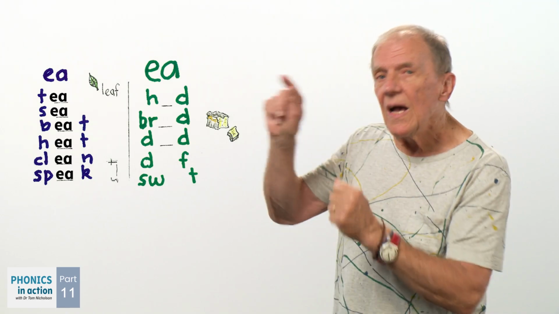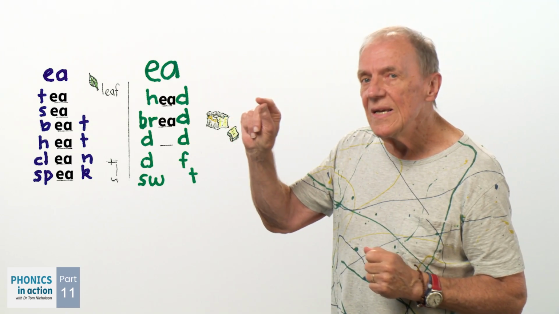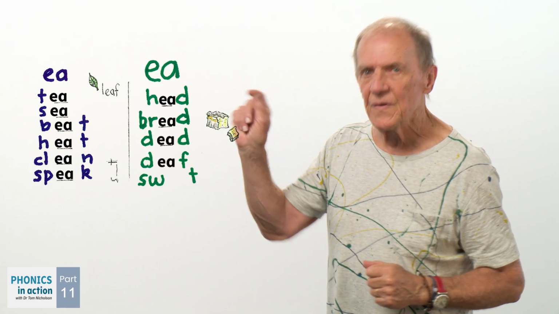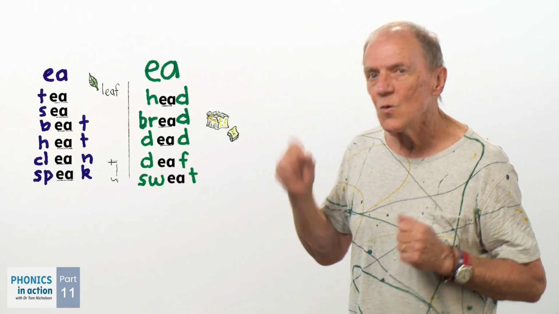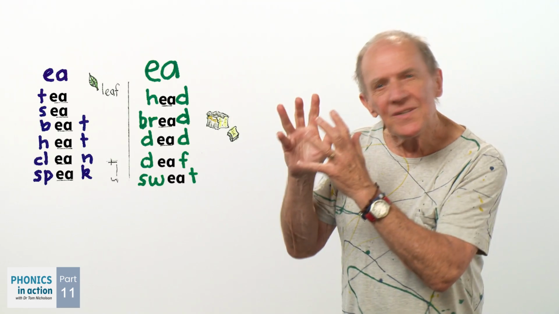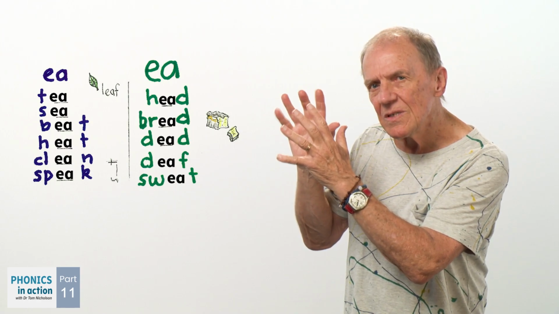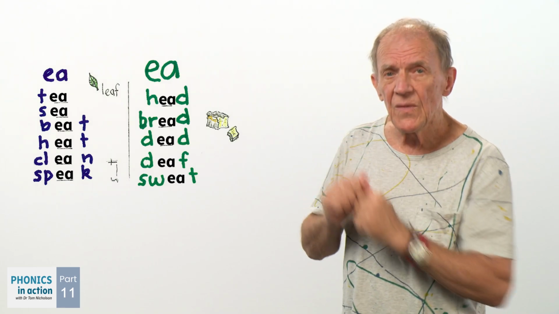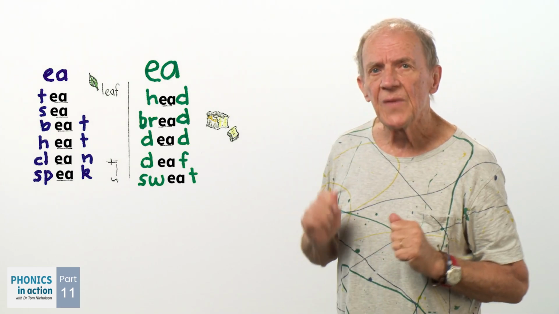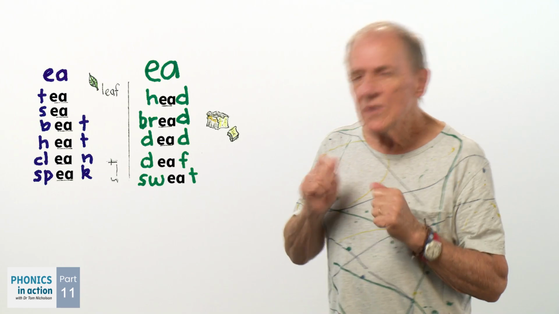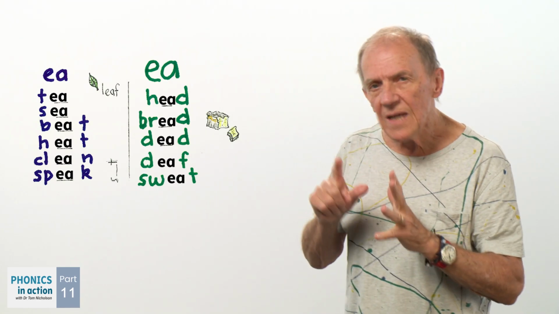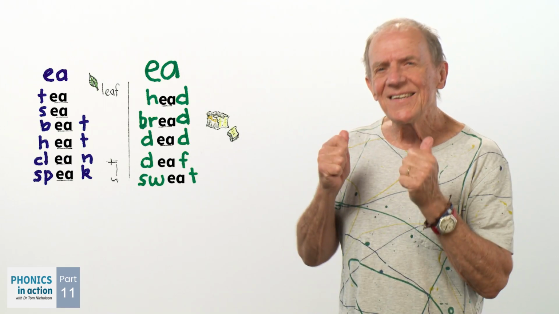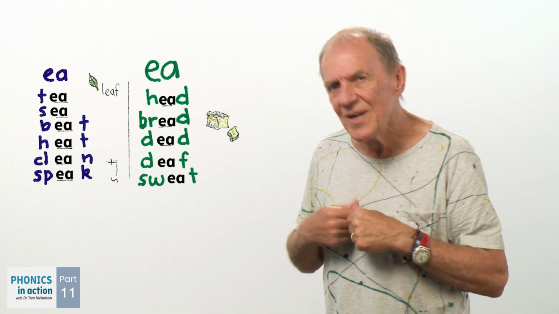I'll read the words. Here we go. Head, bread, dead, deaf, sweat. Yeah, did you notice the eh sound in these words? It often has the letter D after it, like in dead and bread. I mean, that's something to remember. And here is a hot tip. If you're not sure of the right sound, try one sound, like E as in eat, and if that doesn't sound like a real word, then try the other sound, eh as in bread.